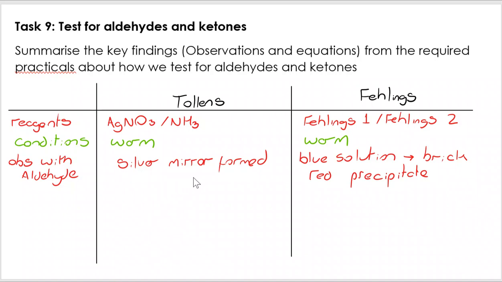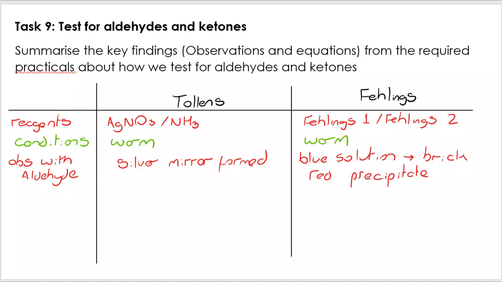acid. Similarly, in Fehling's, we have got the blue solution going to a brick red precipitate, so a very different observation, but that is coming from copper(II) ions being reduced to copper(I). They're reduced, which means they're an oxidizing agent. They are oxidizing the aldehyde to become the carboxylic acid, just like we saw where an aldehyde could be oxidized to a carboxylic acid with acidified potassium dichromate(VI) under reflux.